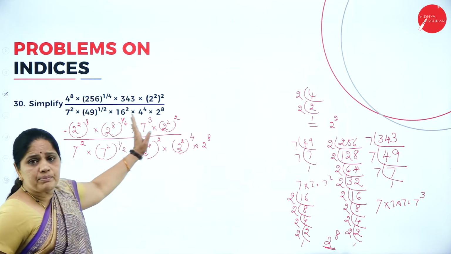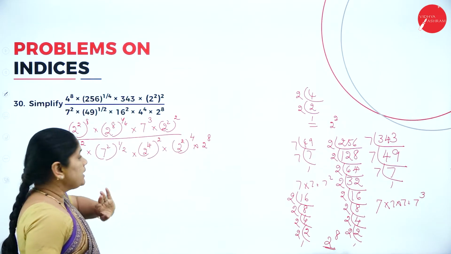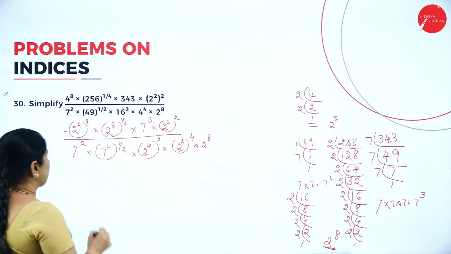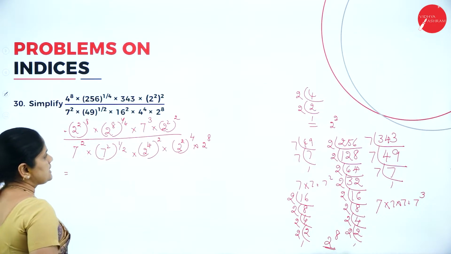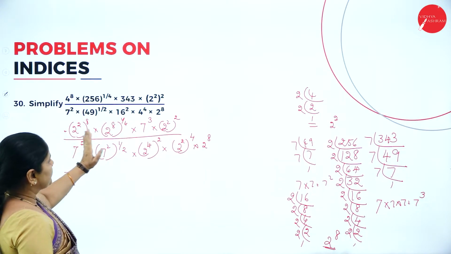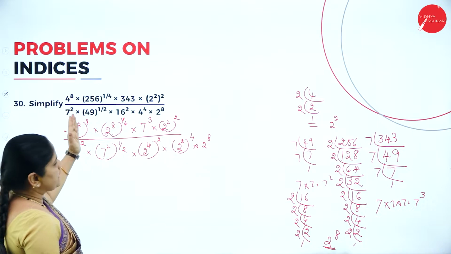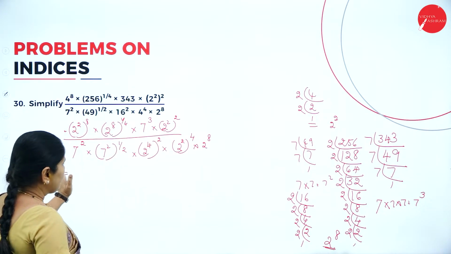Now, I have simplified all the numbers given here. So, now I will apply the theory of indices. So we can have the laws of indices here. So what I'll do is, I will segregate all the 2 numbers. All those bases which are 2, I will write on one side.